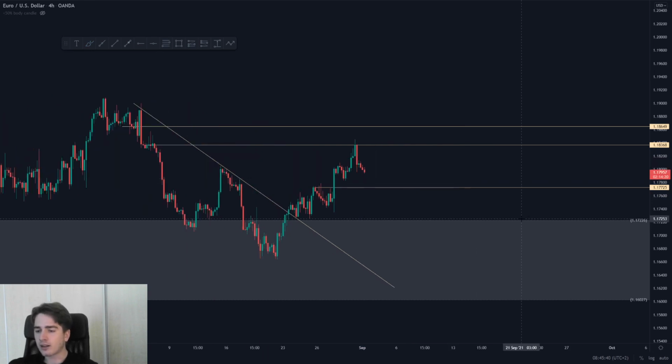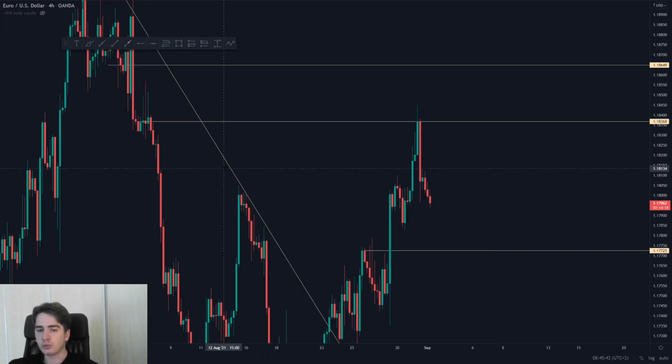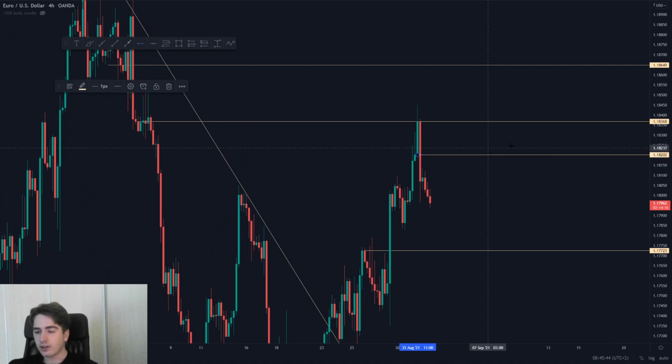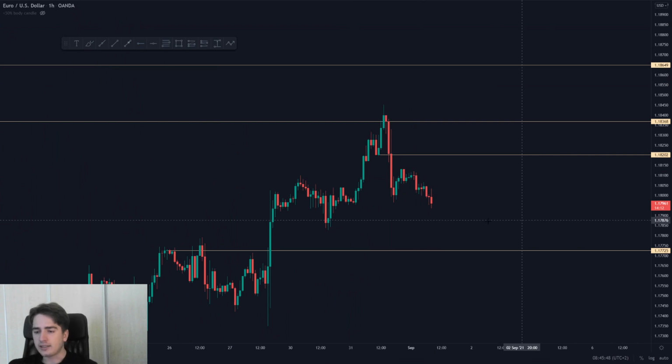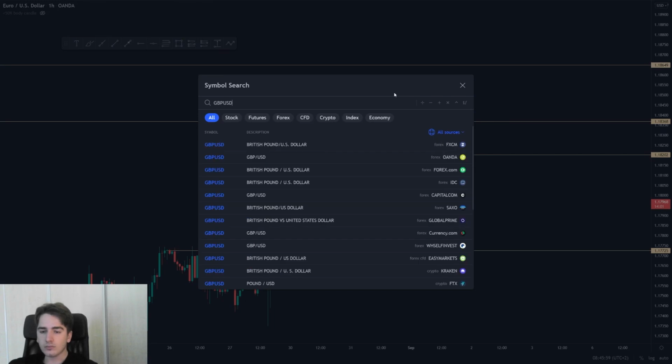If we do move back up higher, I will be looking for a new entry over here at 1.18202. So once 1.18202 gets reached, I will be looking for a new short position. Yeah. So that is that, and let's head over to pound dollar.